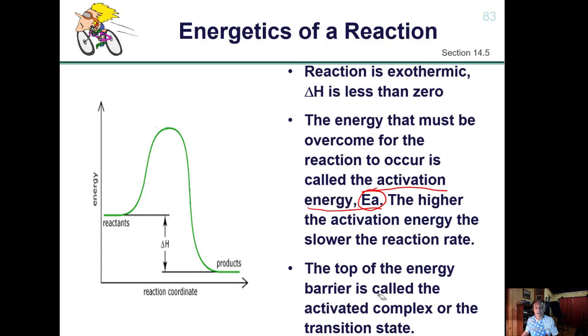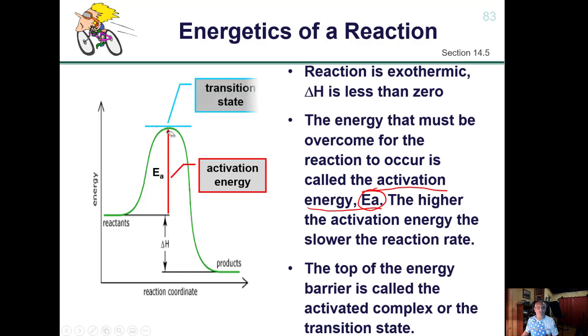So the top of the energy barrier is called the activated complex or the transition state. Activated complex and transition state are synonymous. It's just reactants being converted to products, and the rest is sort of a downhill slide. All right, so activation energy is the difference between reactants and the transition state for the forward reaction.